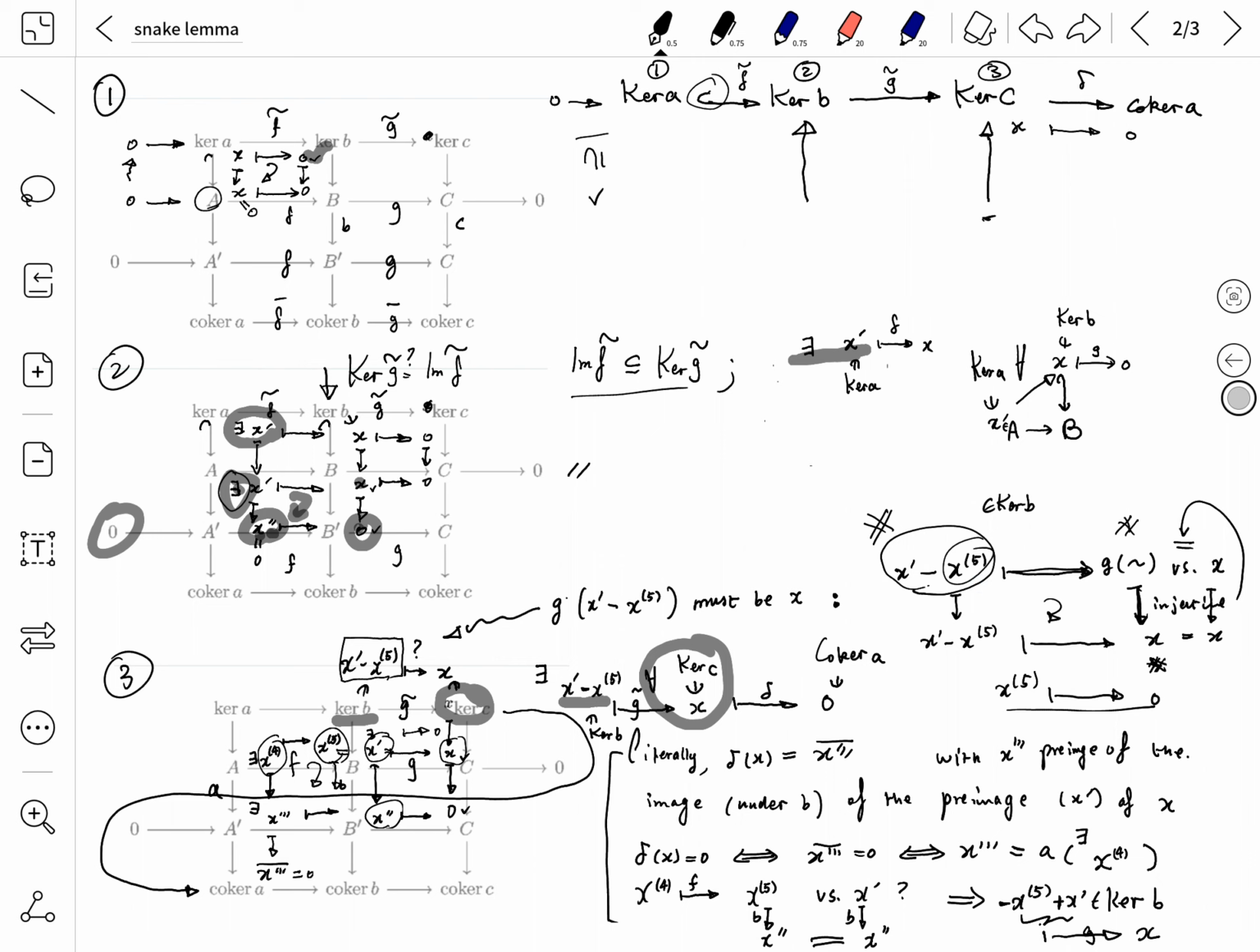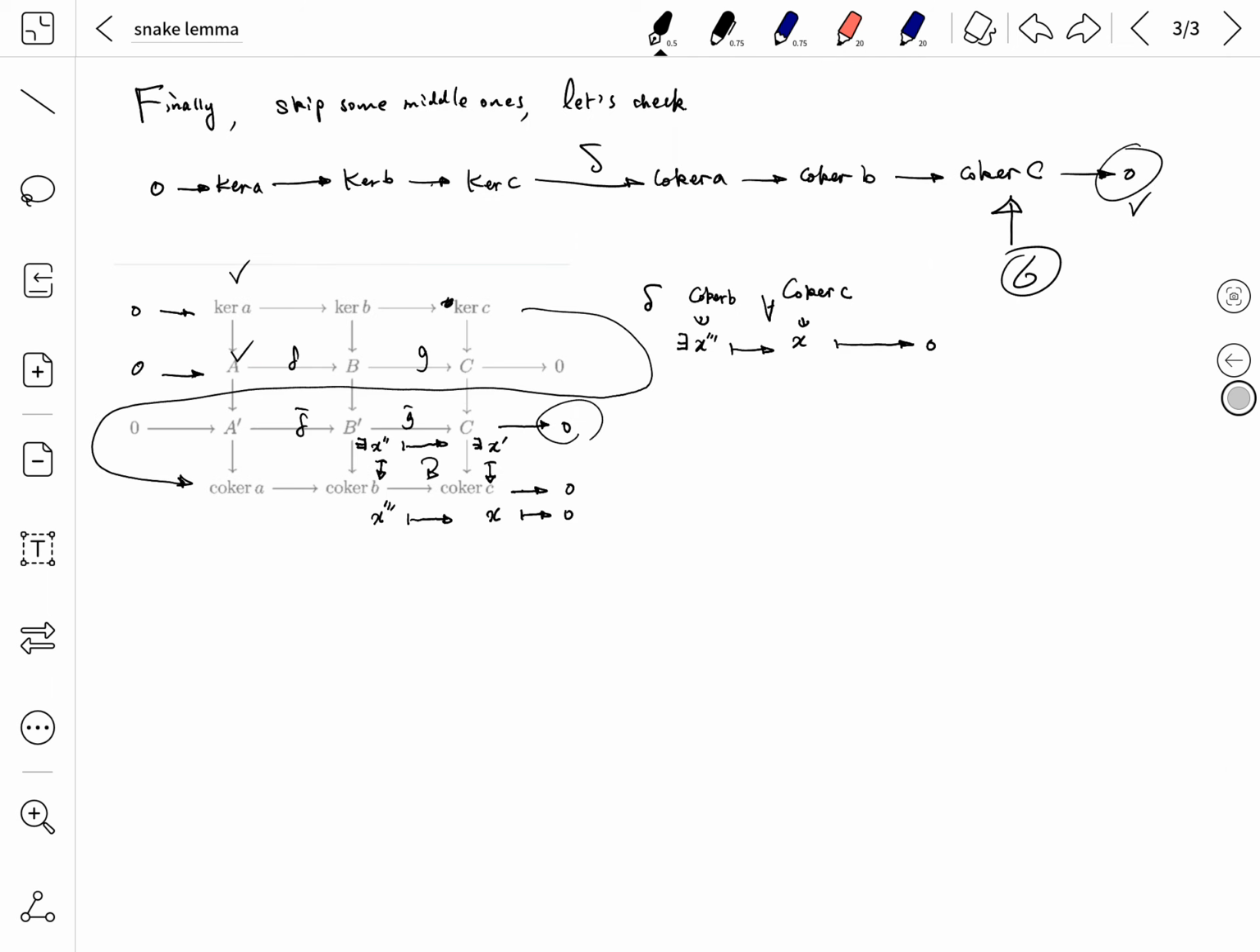So this element, its image compared with x has the same image vertically, but this is an injective map. It tells you that they must be the same, which means this element's image is again x. So we find a pre-image of x. The good thing is we don't know whether x prime is in kernel B or not, but this one is in kernel B.